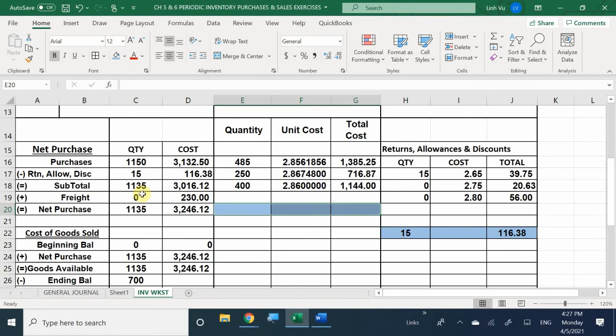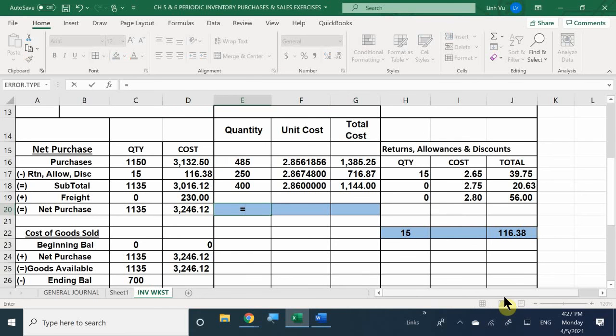Okay, so we got the goods available, and then where did you go after that? Right up to the middle section. So this is my goods available up here, right? I'm just going to verify that this is my goods available by adding up this column, of my 485 plus my 250 plus my 400. I'm verifying that my goods available is my box up here. So I should have my goods available at 1135, which boom, that is correct, right?